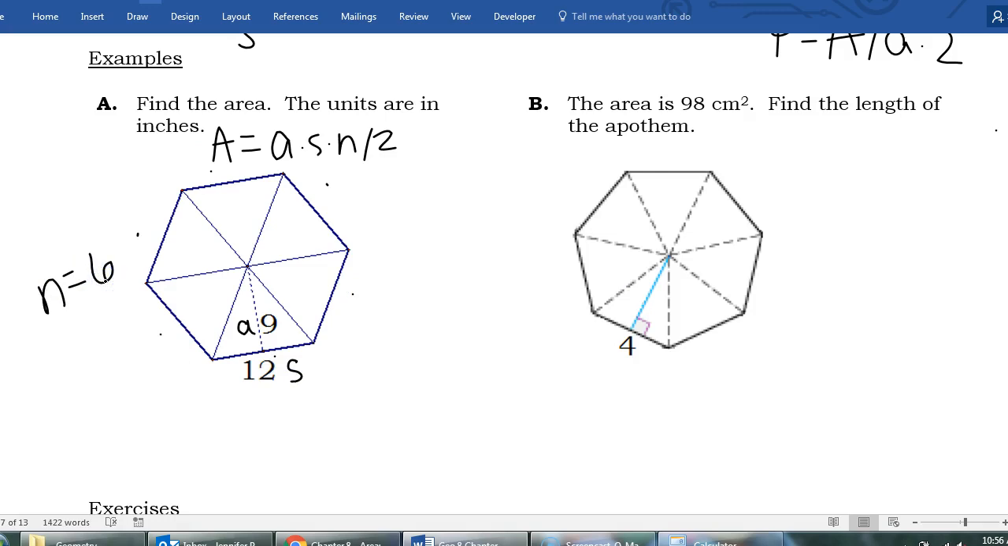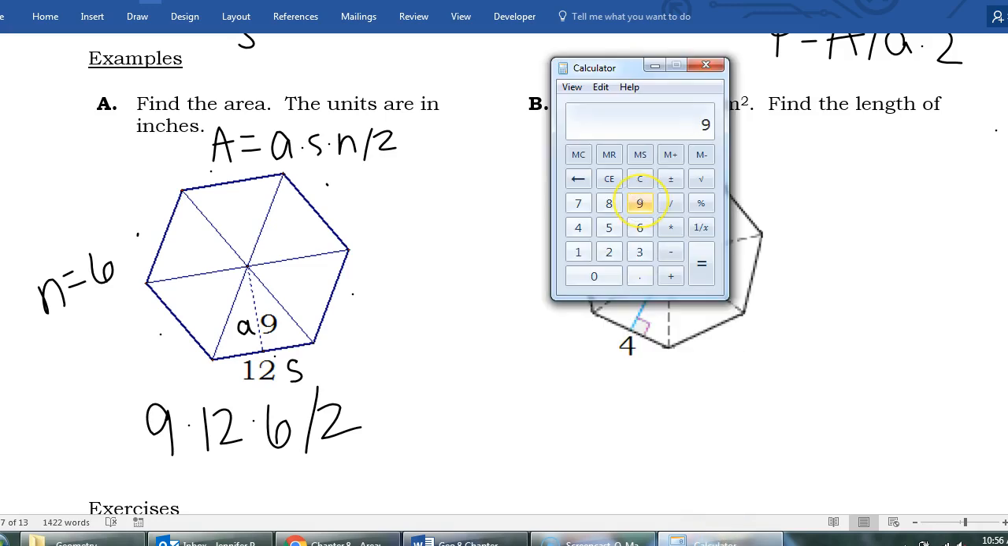To get my area, I'm going to take my apothem times my side length times my number of sides and divide that by 2. That's 9 times 12 times 6 divided by 2, which is 324 square inches.